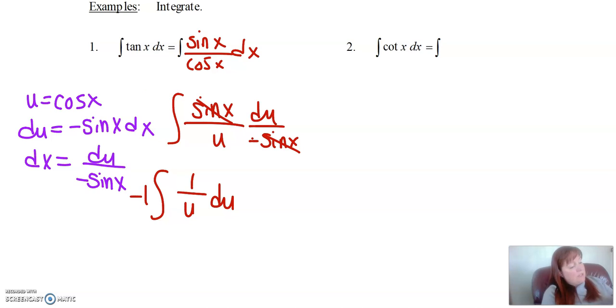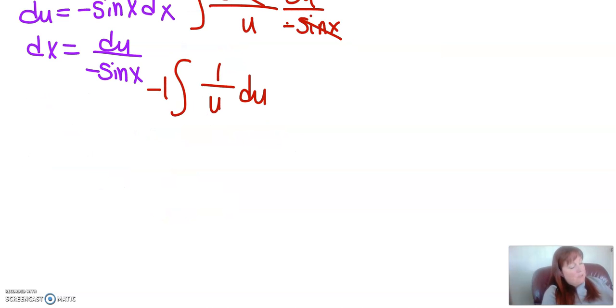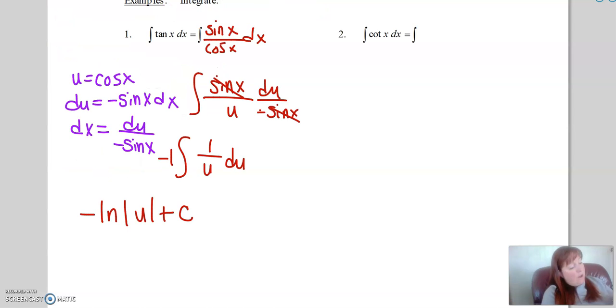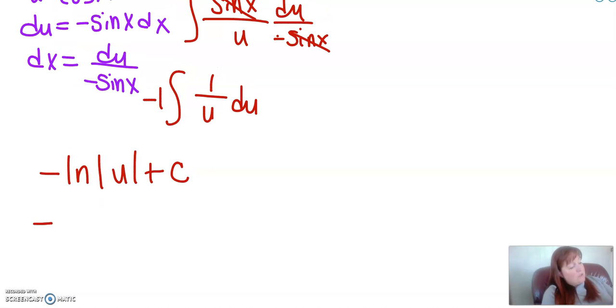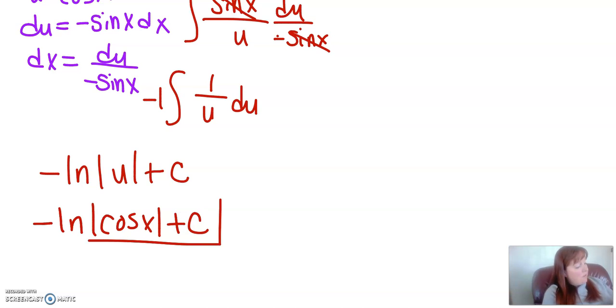And we know how to integrate this. I know our brains are a little mushy, but let's try. Integral of 1 over u is ln. So this is negative ln absolute value of u plus c. And then we resubstitute back in our u. And remember our u was cosine of x. So we have negative ln absolute value of cosine x plus c. So that's the integral of tangent.